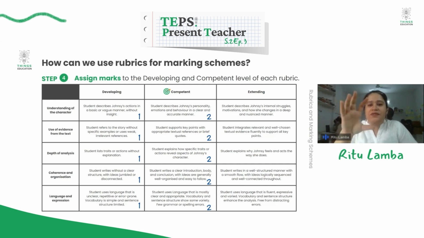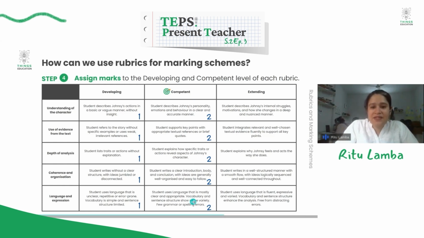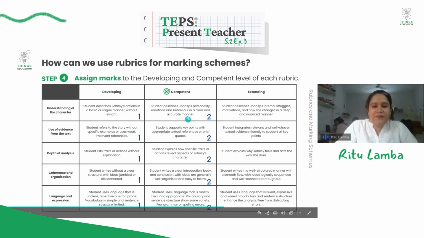A student who meets all the requirements at the competent level, that is, they've met the learning outcome, they've met all the requirements of the learning outcome, they are the students who will get full marks. So you can see that this was a 10-mark question, and if a child meets all these criteria, then they are getting 10 marks.